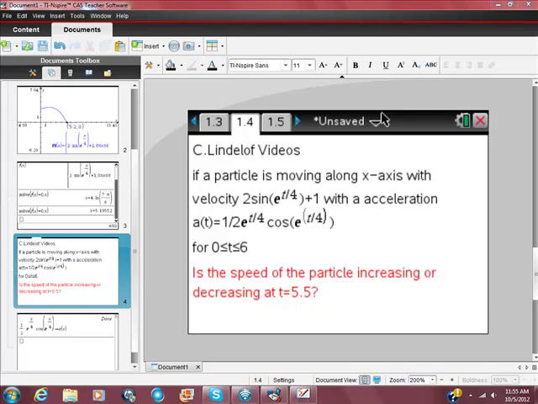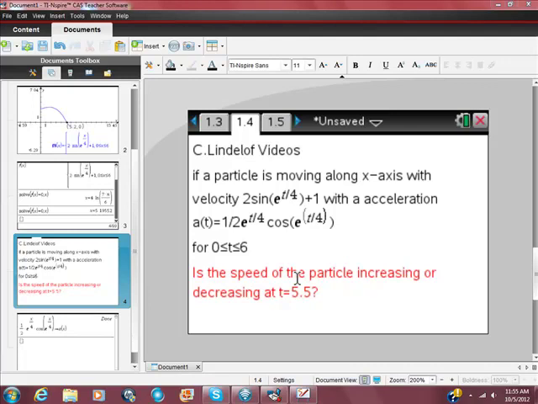And what I am finding out is happening is that people are doing the acceleration test, so they take a of 5.5, and they get a negative number, and they say, well, speed must be decreasing. But that's not the test, is it?